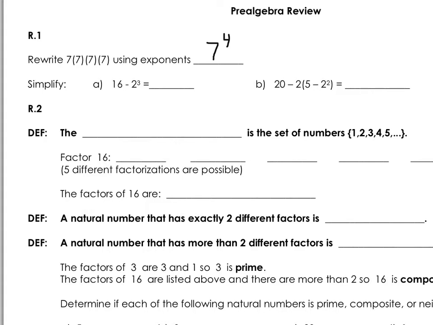So let's simplify 16 minus 2 to the 3rd power. If it's 2 to the 3rd power, that means 2 times 2 times 2. We had to deal with that exponent first because of the order of operations. Please excuse my dear Aunt Sally: parentheses, exponents, multiplication, division, addition, subtraction.